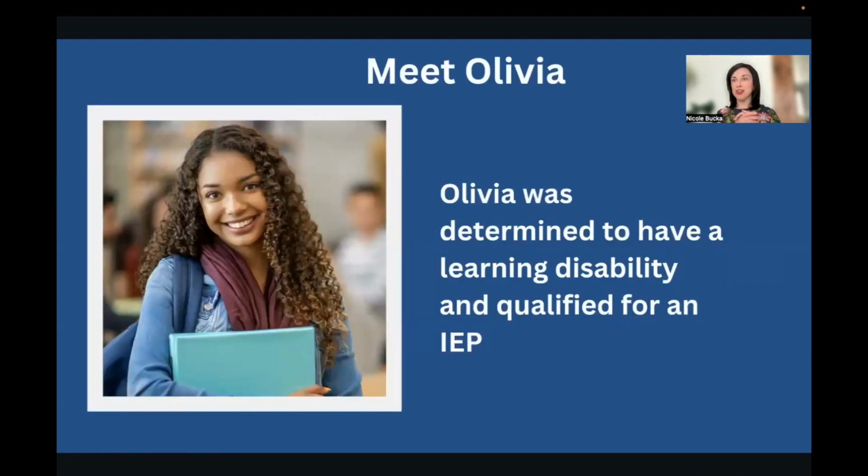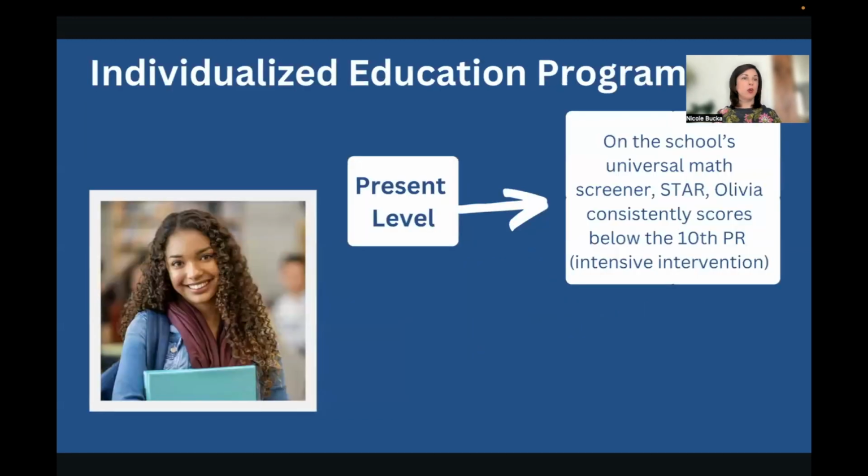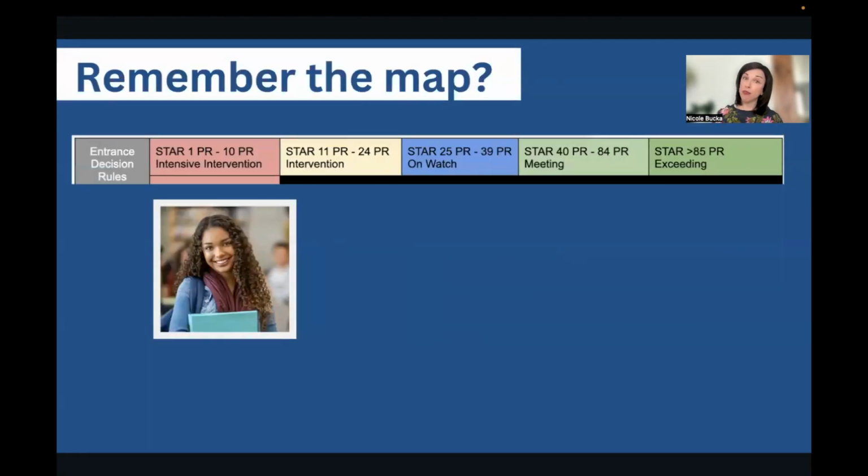Okay, so let's talk about an IEP more deeply. Enter Olivia. Olivia was determined to have a learning disability and qualified for an IEP. We know that Olivia's present level on the school's math universal screener, she consistently scored below the 10th percentile, intensive intervention. So her present level is that she really needs a lot of math explicit instruction. Remember the map? Olivia would fall here.